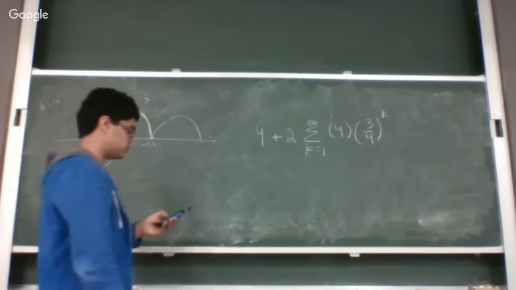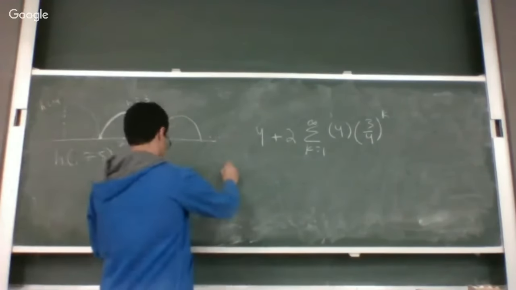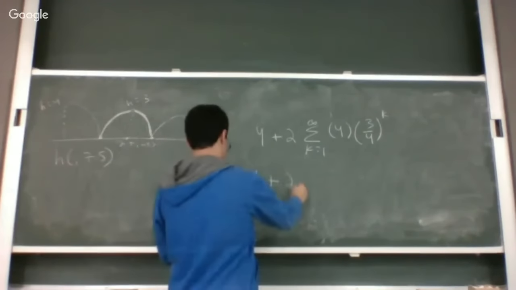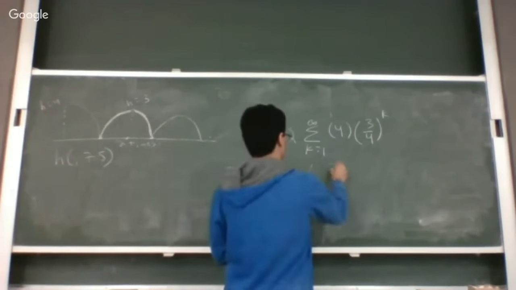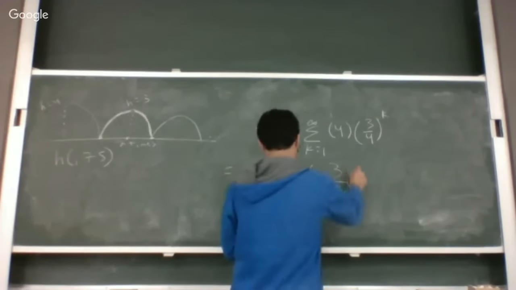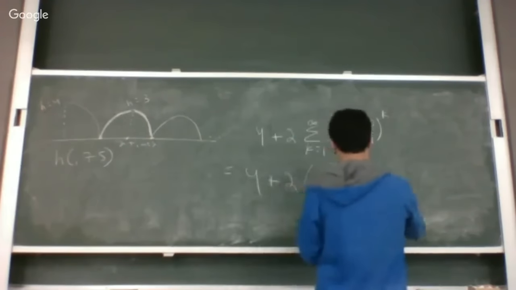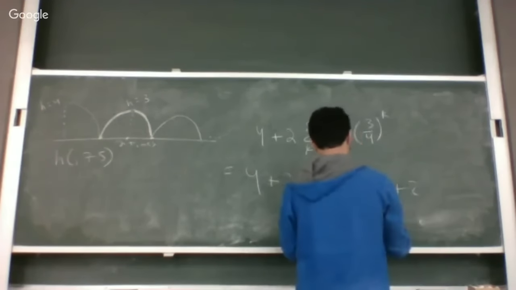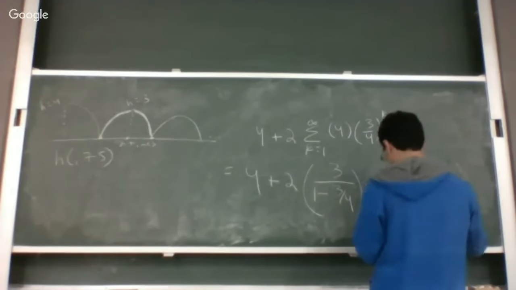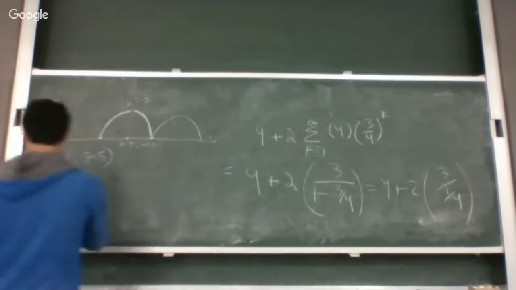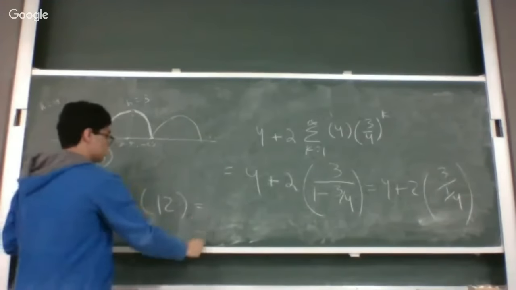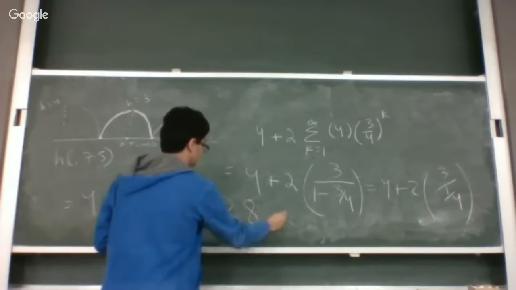So then after that, it's just a geometric series. So if we do it using the formula directly, we have 4 plus 2 times the first term, which was 3, over 1 minus the ratio, 1 minus 3/4. That's equal to 4 plus 2 times 3 divided by 1/4, which is equal to 4 plus 2 times 12, which is equal to 28 meters.